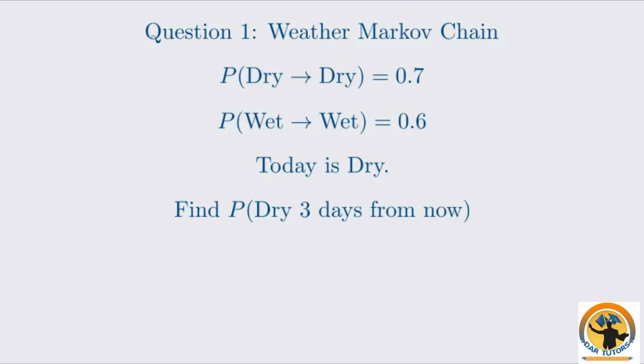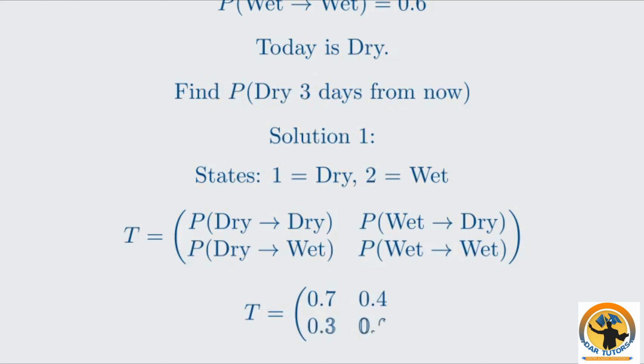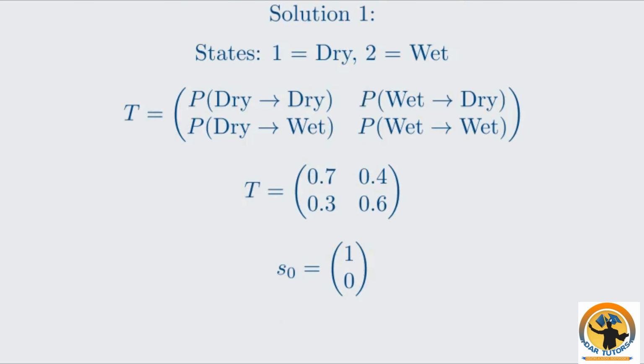Let's work through this step by step. First, we need to build the transition matrix T. We'll define state 1 as dry and state 2 as wet. The problem gives us the probabilities of staying dry, 0.7, and staying wet, 0.6. We can deduce the others. P(dry to wet) is 0.3, and P(wet to dry) is 0.4. The initial state S_0 is [1, 0] since today is dry.